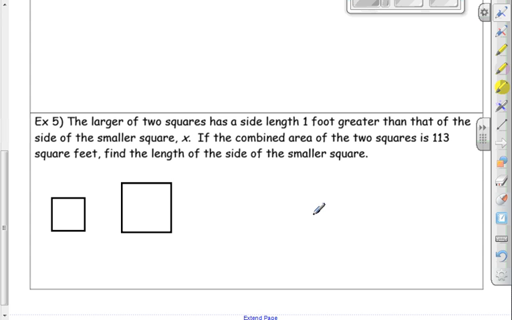In today's episode, we are looking at creating quadratic equations for geometry problems. Today, I'd like to start by looking at example 5.